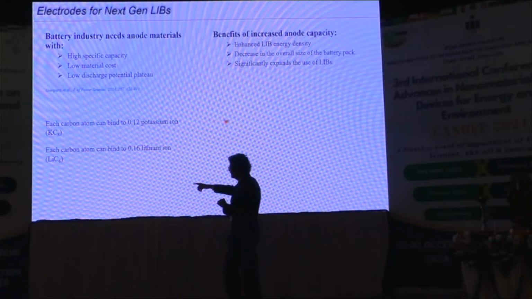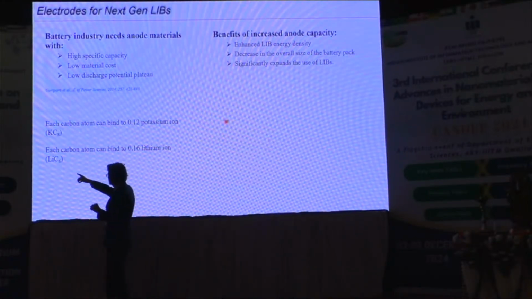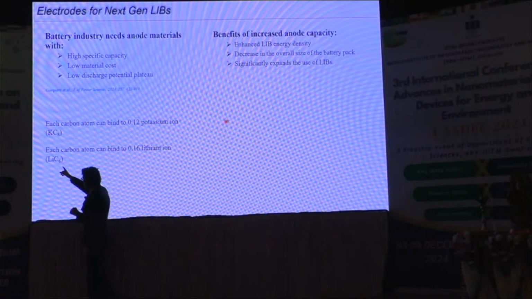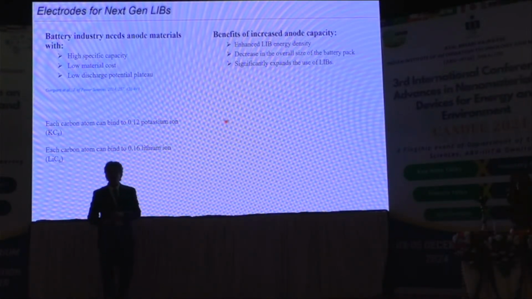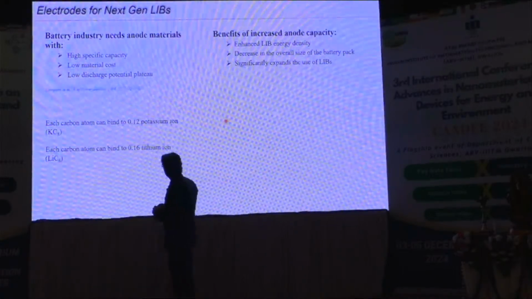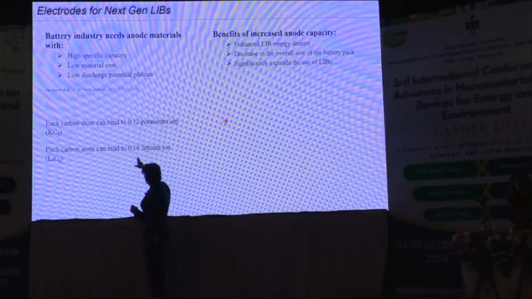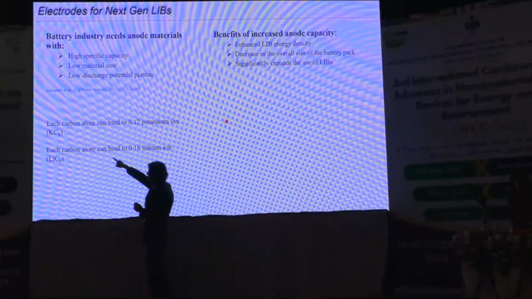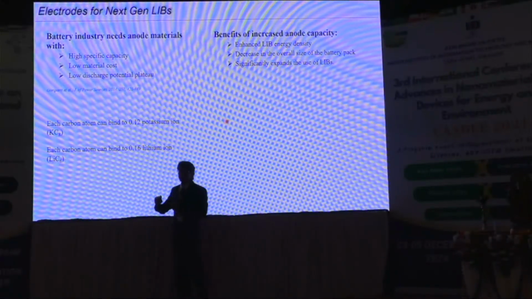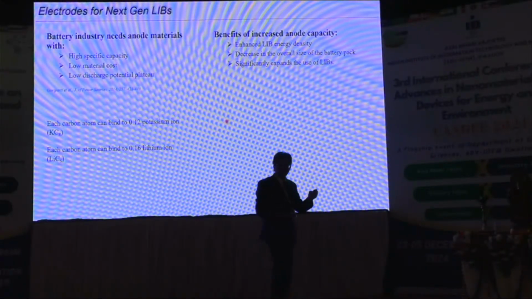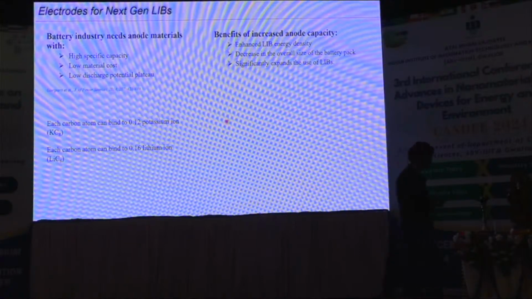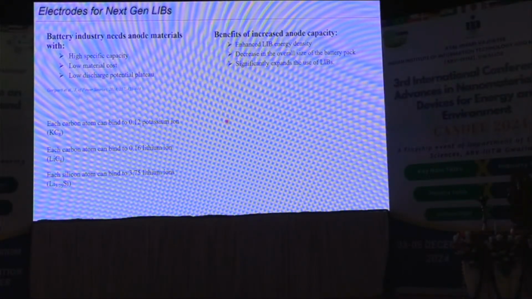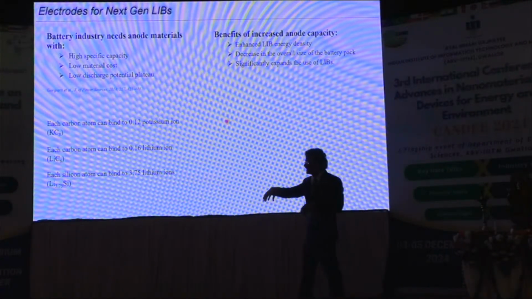KC8, well, let's talk about LiC6 first. So each carbon atom holds 1/6 of a lithium ion, right? So 1/6 of a lithium ion. So it can bind only 0.16 lithium. KC8 can bind even less, 0.12 potassium. But if you bring silicon into the game, it changes. Why? Because one silicon can hold 4 lithium ions. It's the reverse now. Right?